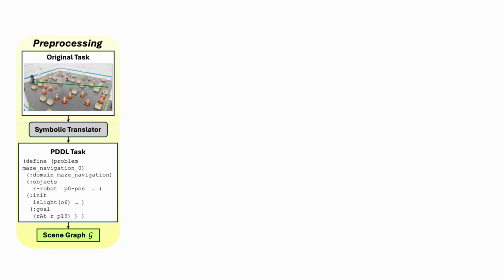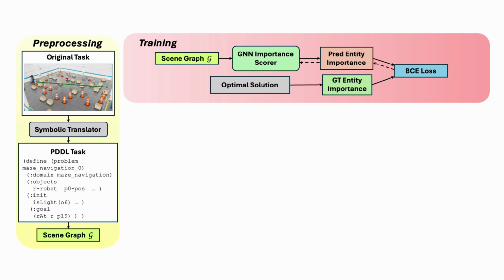In the pre-processing phase, the raw task is lifted to a typed PDDL instance and converted into a scene graph. In the training phase, we run an optimal symbolic planner once per task. Mark every entity used in the optimal plan as important, with score 1 and others 0, and train a GNN to predict these importance scores with a binary cross-entropy loss.